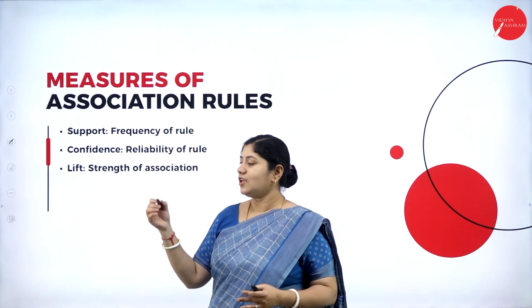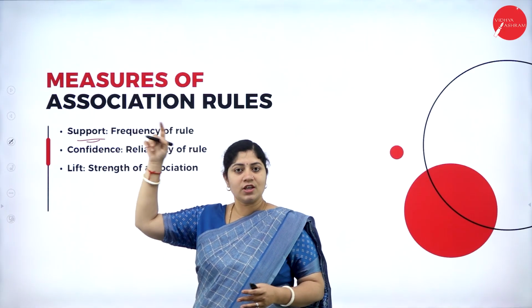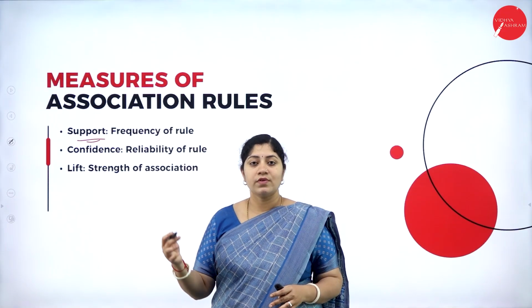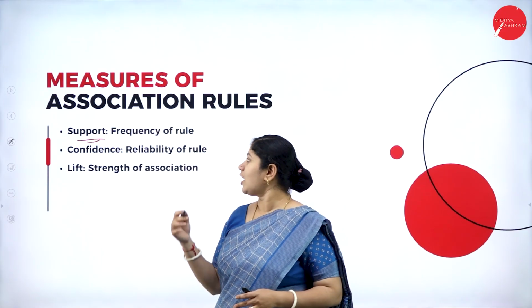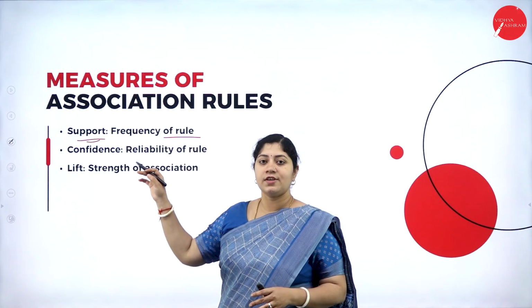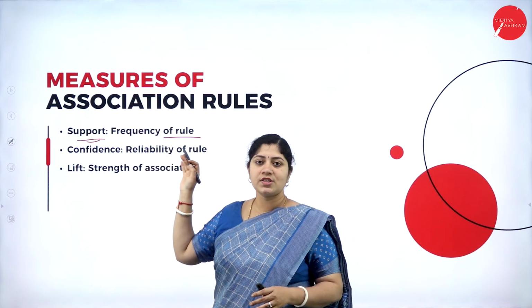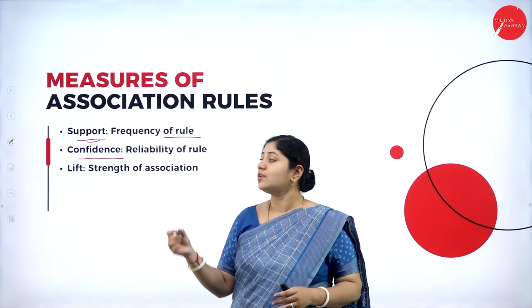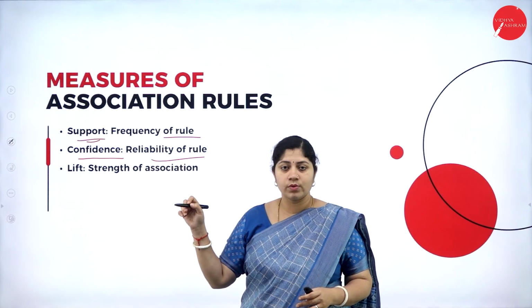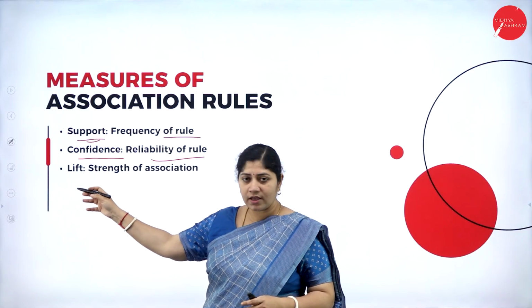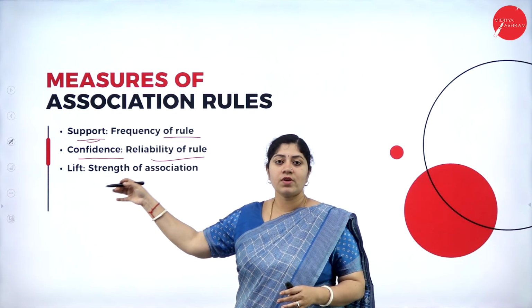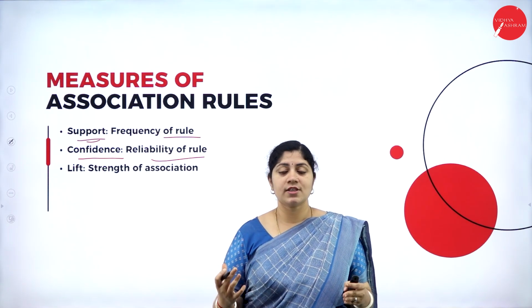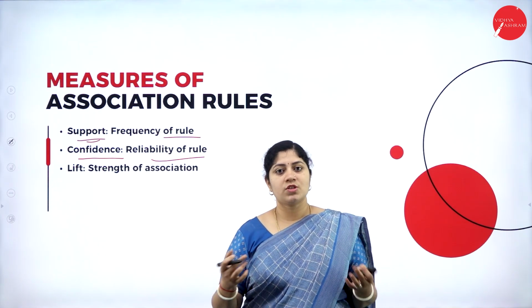The first thing is support. Support, we know, is utilized to represent the frequent pattern or frequent items. With respect to this, it is utilized to give the frequency of use. The second concept is confidence, which shows the reliability of the rule. The next concept is lift, which depicts the strength of association. So yes, with respect to these concepts, we can easily measure the association rule.